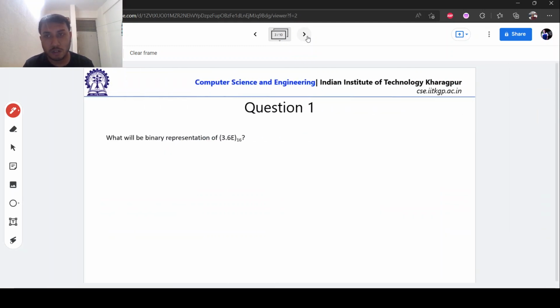So this is the first question. What will be the binary representation of 3.6E, which is base 16? So this is a hexadecimal number. The procedure for solving this kind of question is, we need to find the binary representation of this hexadecimal number.